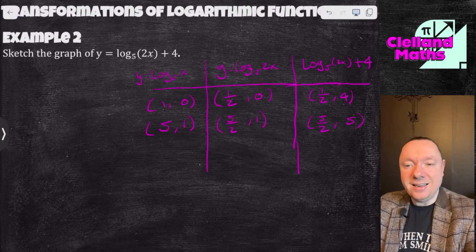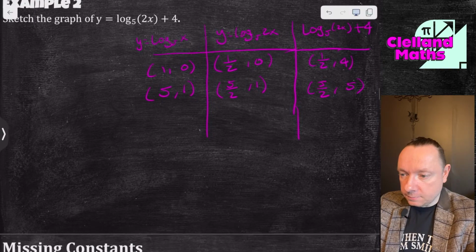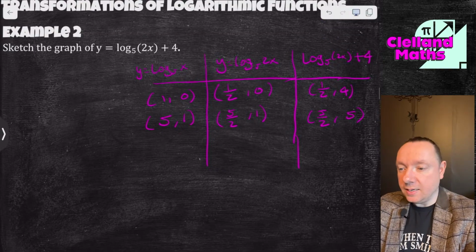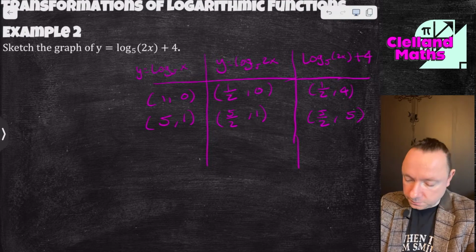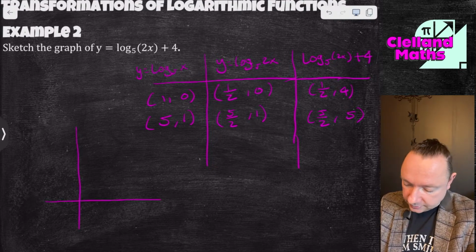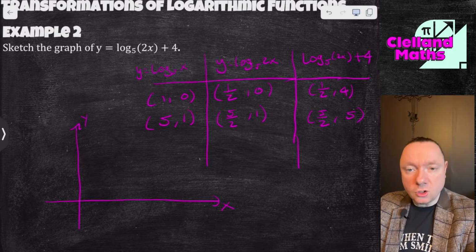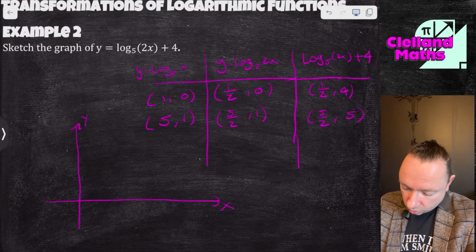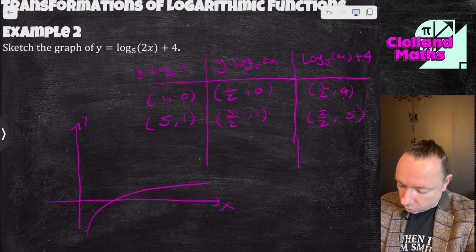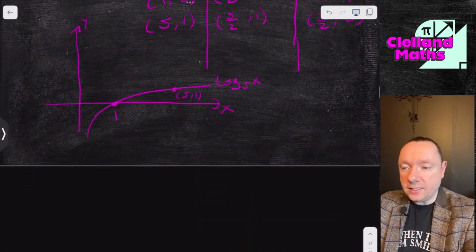So we've got a bit of scaling going on here. But you'll still get the same sort of graph. So if I draw the y and x axis, first of all, I'll show you by drawing it separately. So let's draw our normal log base 5 of x, it's this one. It goes along (1, 0), and then somewhere (5, 1). So then we can draw log base 5 of 2x if we have to.